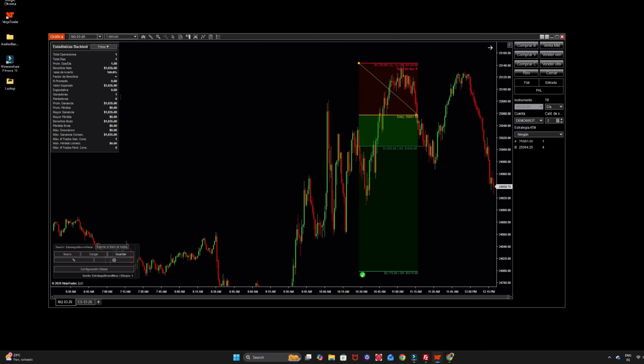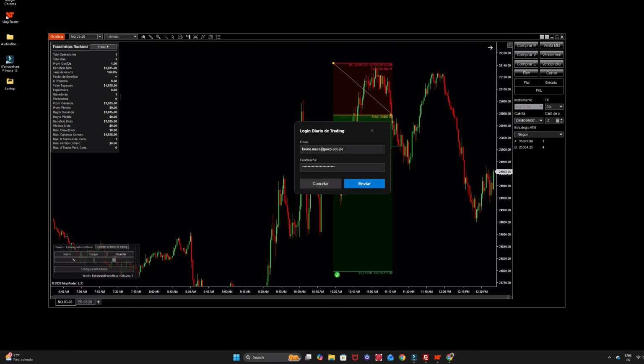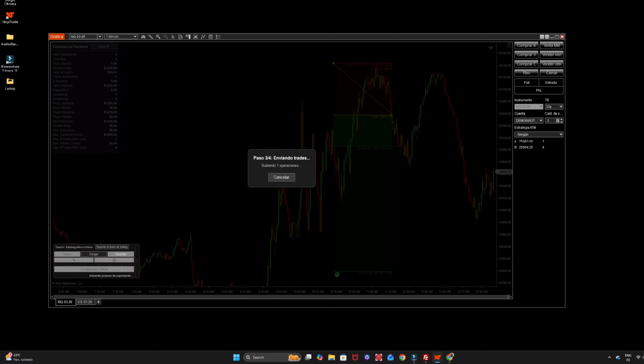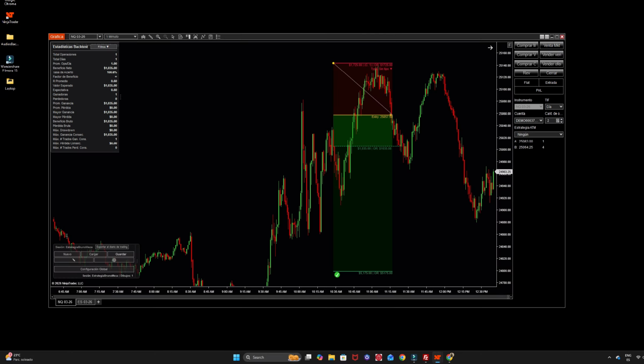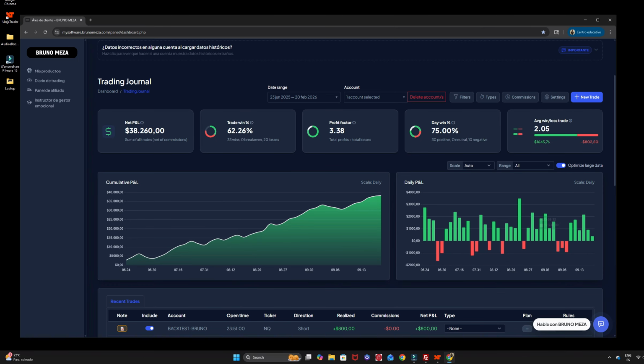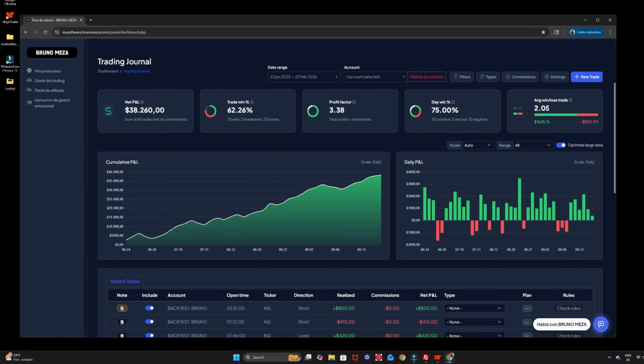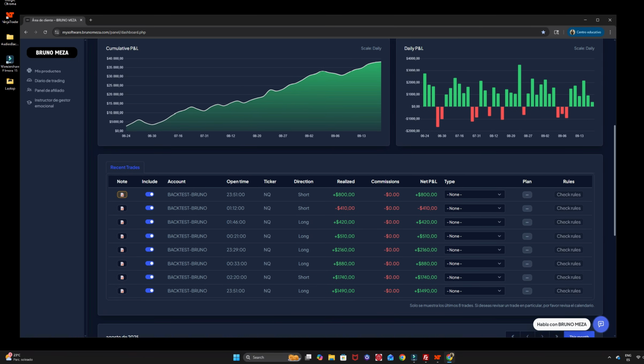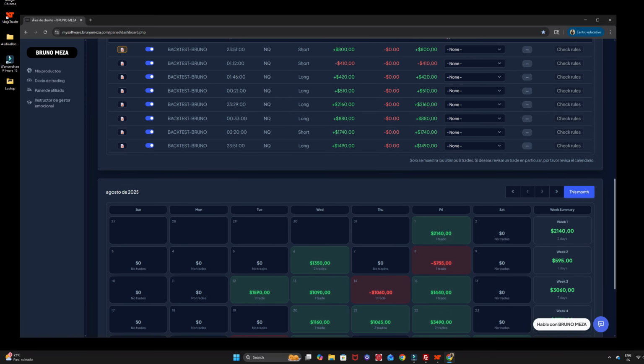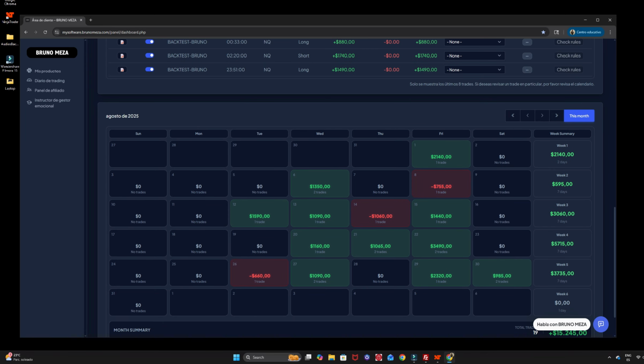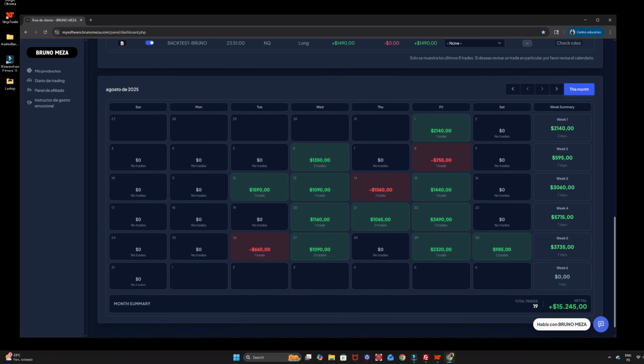Also, you'll be able to export the data directly to Bruno Meza's trading journal to get the full record of trades in a more organized and detailed way. With the journal, you can filter the information precisely and study it in a much more dynamic and visual way. Now yes, let's start with the practical part of how to use the BACKTESTER Manual Pro tool.